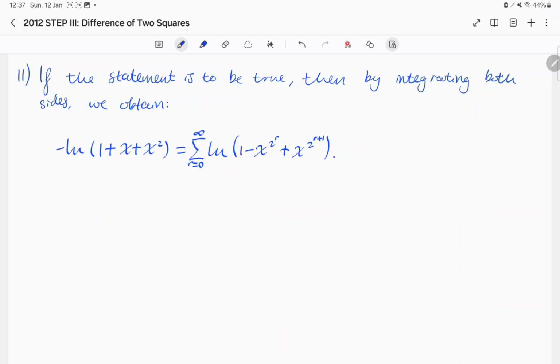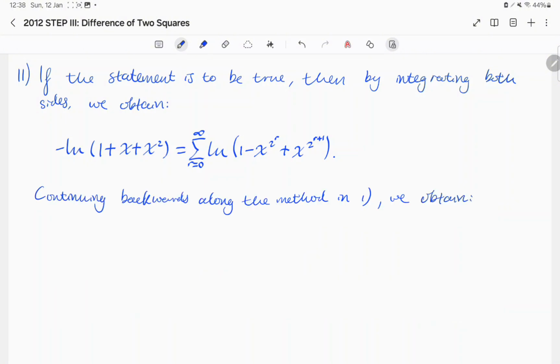the negative natural log of 1 plus x squared is equal to the sum from r equals 0 to r equals infinity of the natural log of 1 minus x to the 2 to the r plus x to the 2 to the r plus 1.